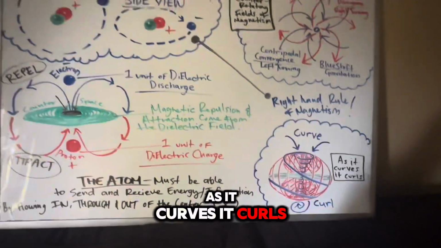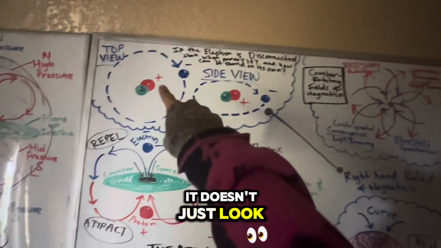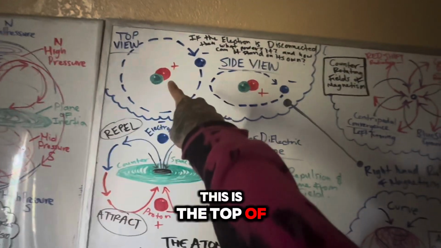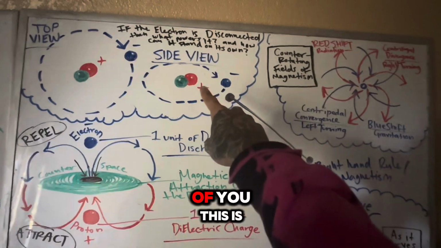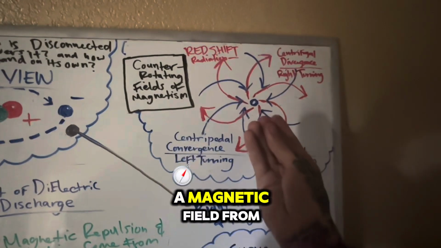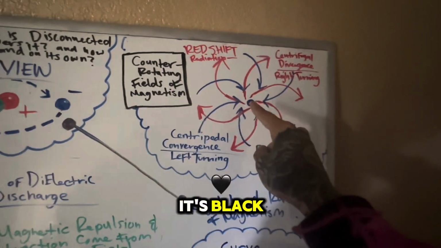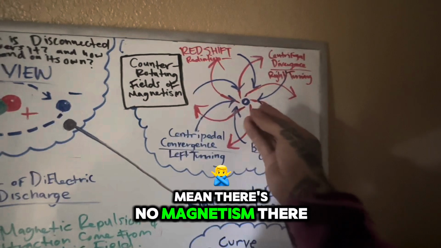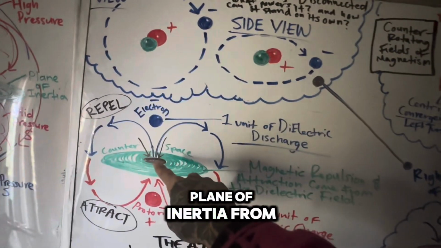As it curves, it curls. And so if you look at the atom from the top, it doesn't just look like that. This is the top of the atom, they tell you. This is the true top of the atom. This is the side view. This is the true side view. If you look at a magnetic field from the top, there's a center point where it's black. And it doesn't mean there's no magnetism there. It means that's where the dielectric field is. You're looking at the plane of inertia from the top.